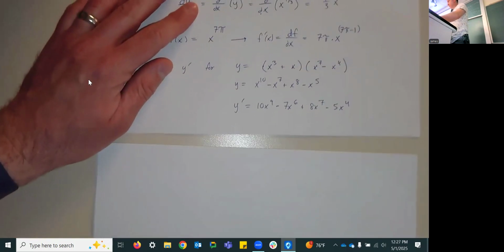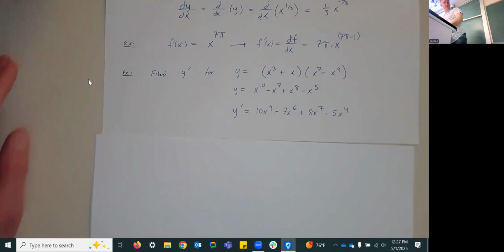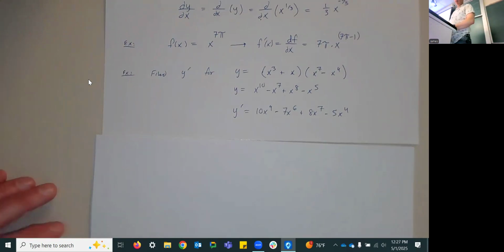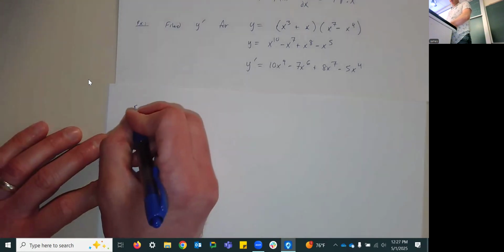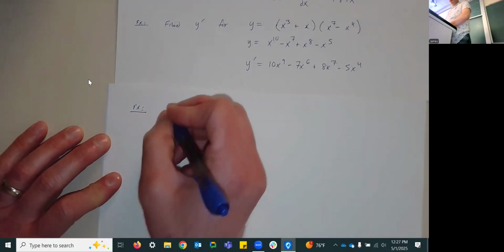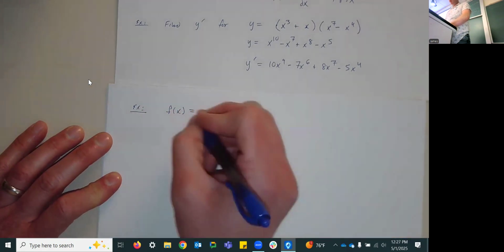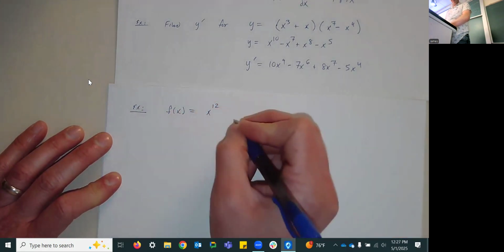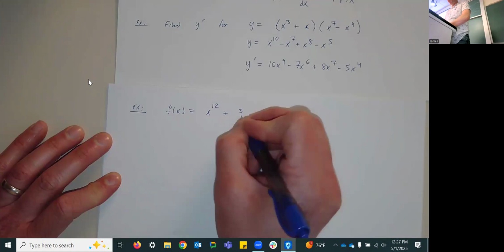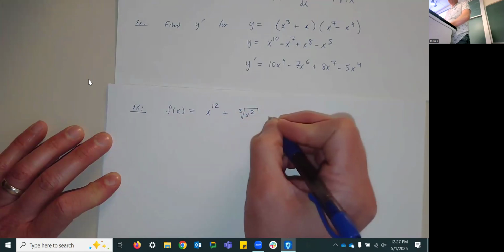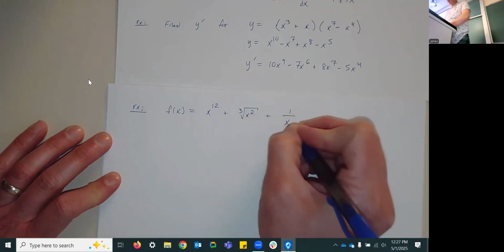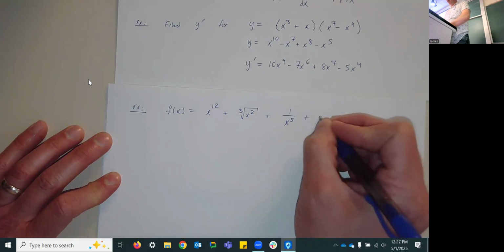Let's look at a few more examples. So let's say we want to find the derivative of f of x equal to x to the 12th plus the cube root of x squared plus 1 over x to the 5th plus 9.